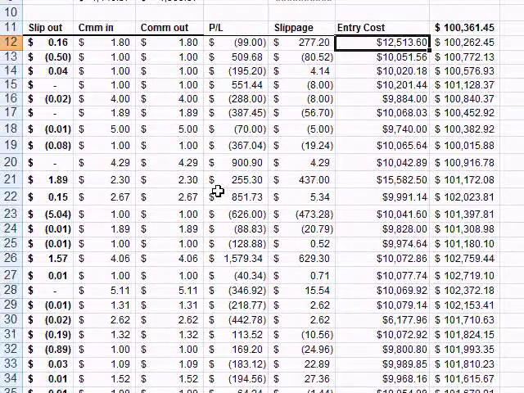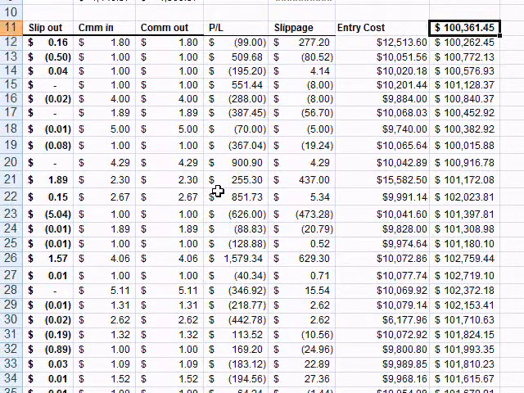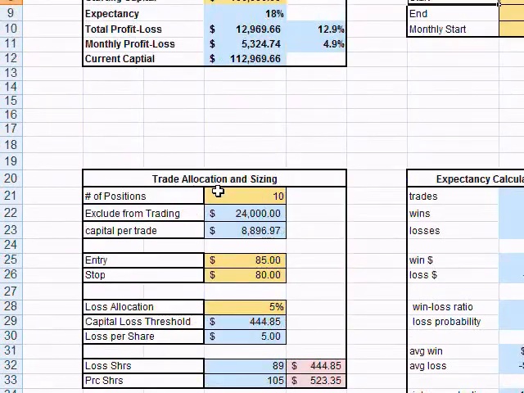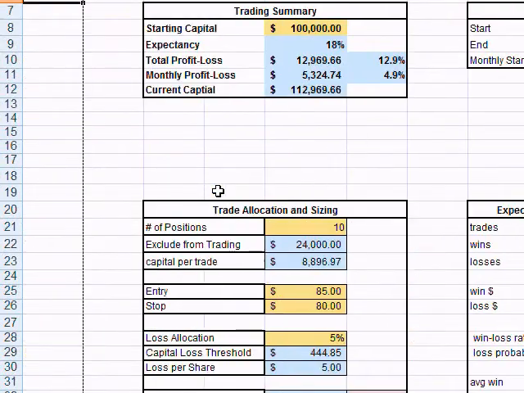Some other fields that are interesting would be the entry. I just kind of note how much it cost me to get into the trade, just as a guide for me to make sure that I'm sizing properly, not doing anything stupid. And then I've got a runner of what my capital is, starting with around $100,000. You add your profit and loss in, or subtract a loss out. How does this all add up?